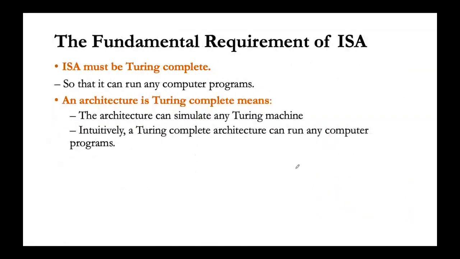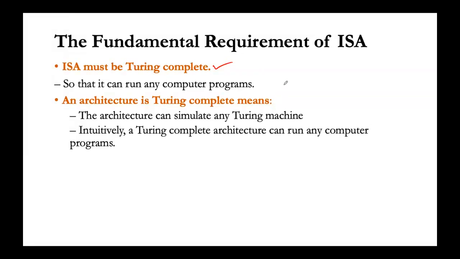Now let us see the fundamental requirements of instruction set architecture. The fundamental requirement is that the ISA must be Turing complete. ISA must be complete so that it can run any computer program in a finite number of steps. So all the instructions must be finite. At the same time, there should not be any ambiguity. It means try to reduce the dependency and finish the execution of the instructions in a given time. That we call Turing complete.